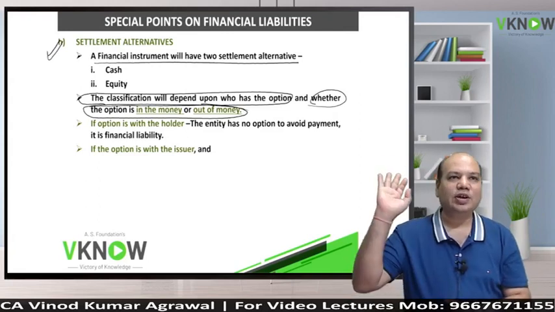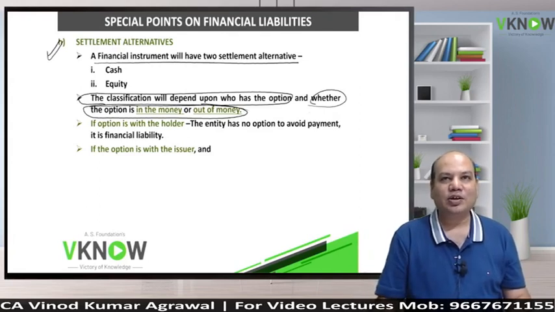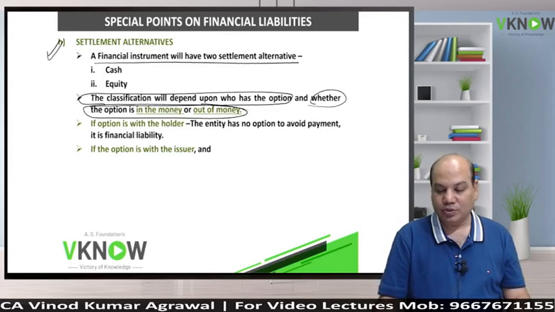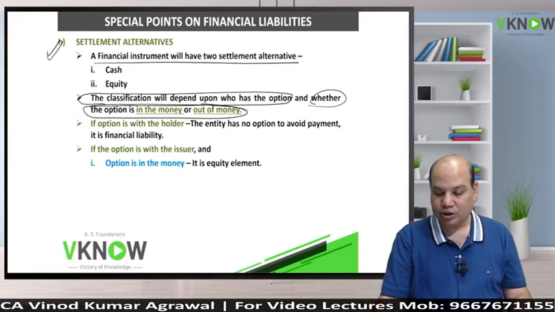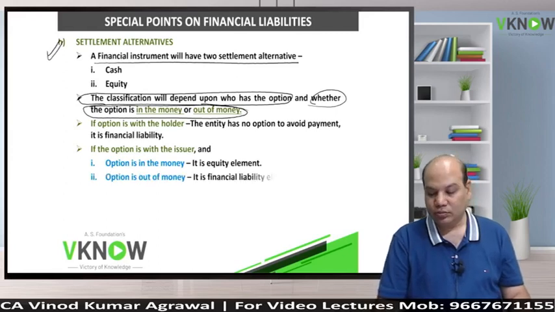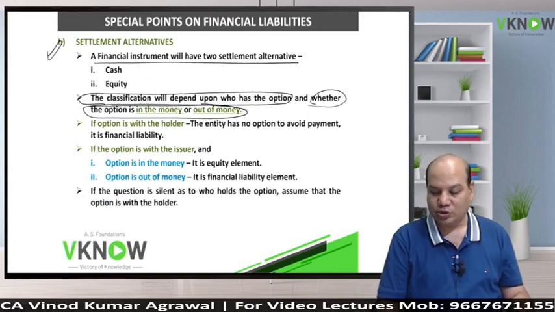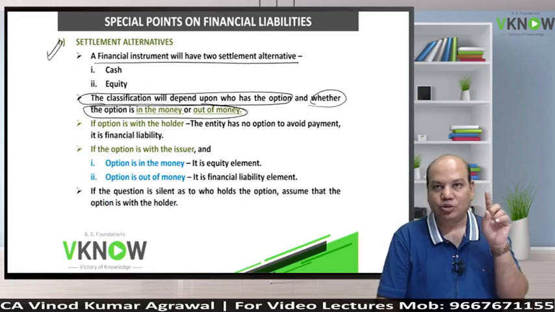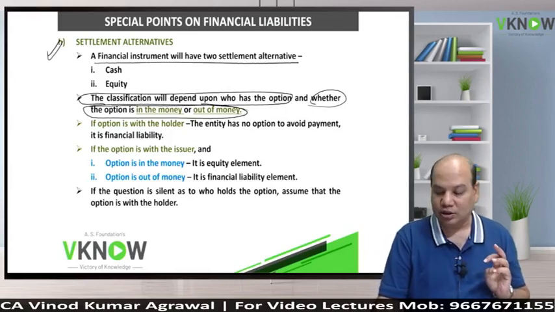What he will exercise later is a different matter. Today, on the inception date, I will call it a liability. If the option is with the issuer, then one has to see whether the option is in the money or out of the money, whether it is beneficial to issue an equity instrument or not. If it is beneficial, they will issue an equity instrument. If it is not beneficial, then they will be paying cash. So if it is in the money, they issue the share, an equity instrument. If it is out of the money, it is a financial liability.